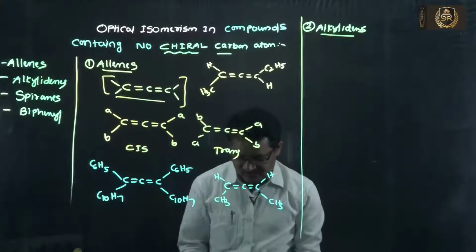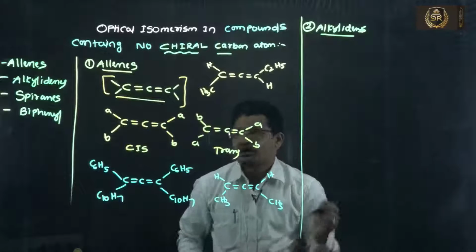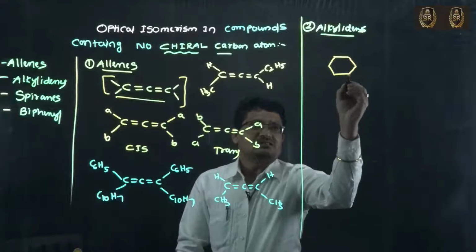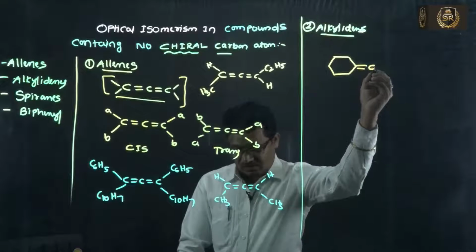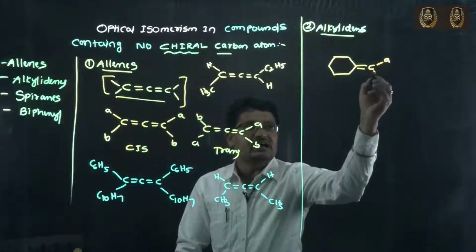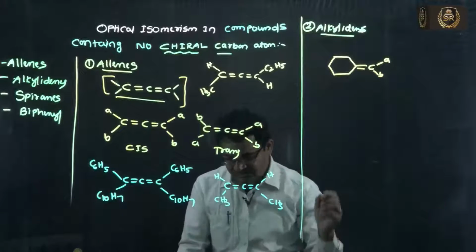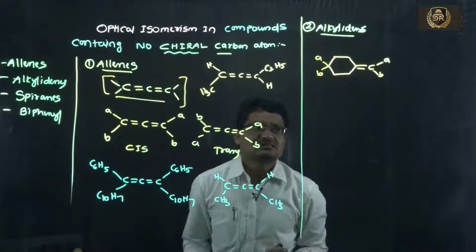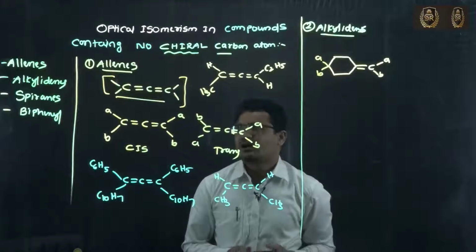So here, what is the definition of alkylidene? It contains a carbon-carbon double bond, and this is the best example. This is one cyclic compound with a carbon-carbon double bond, and here A and B. This belongs to alkylidene, with this side A and this side B. These are examples of alkylidene. This is the general formula of alkylidene.